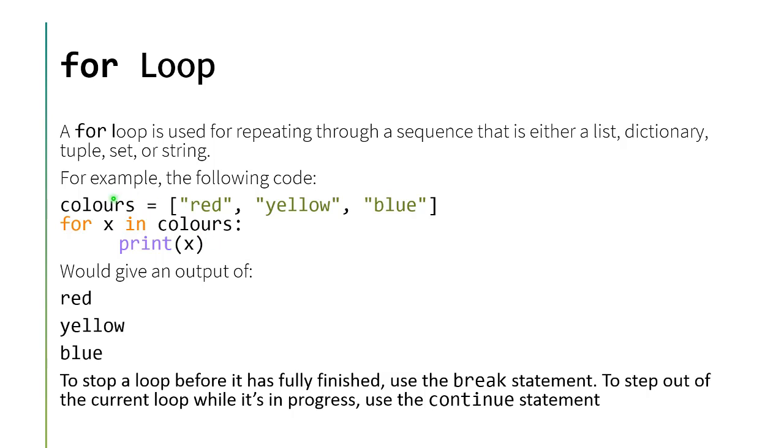And so when you look at the list, the first term is red, so x is red, and we have to print x, and then it repeats, and it goes to yellow, and it prints yellow, and then blue. To stop a loop before it has fully finished, use the break statement. To step out of the current loop while it's in progress, use the continue statement.